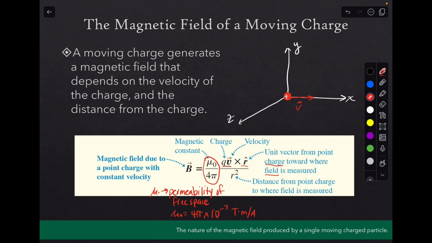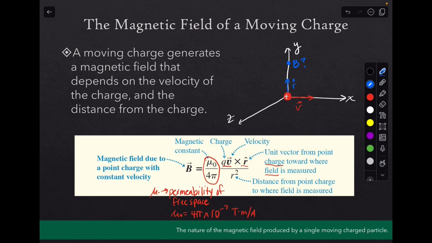So, question is, what if we want to know what is the magnetic field directly above positive Q? What would be our r hat in this case? The r hat would be pointing straight up along the y direction. Okay, why? Because it's the direction from the source to the field, right? The source of the field to the place that we want to know the field. So r hat is a unit vector pointing from the source to the field point.